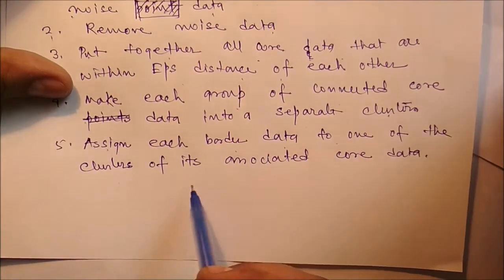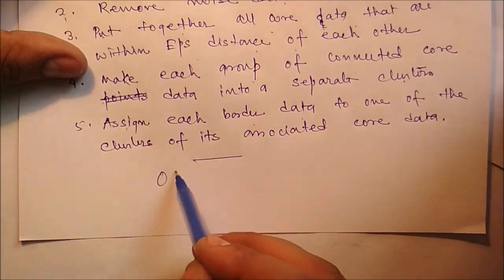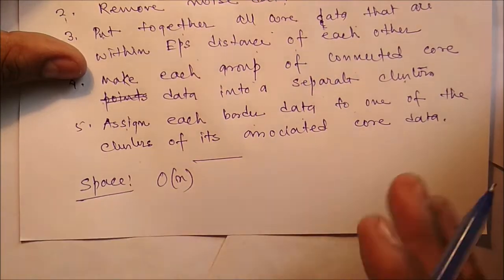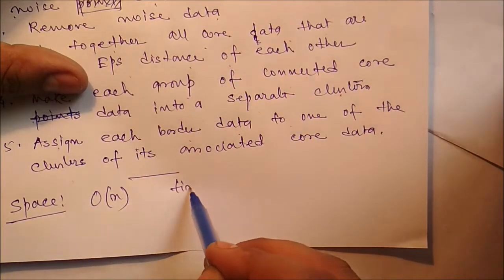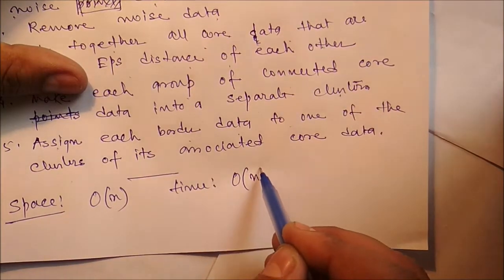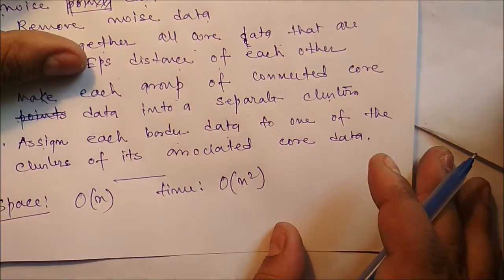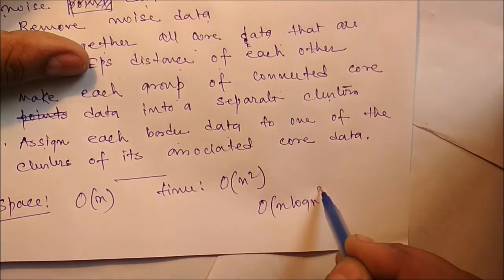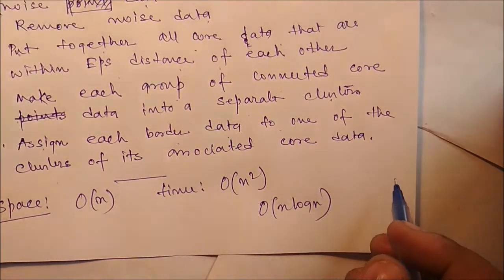Now the space complexity is O(n), because we need to store only the data, but the time complexity is very high. The time complexity is O(n squared), but if you use a KD tree, the time complexity will be O(n log n). But the dimension should be low.